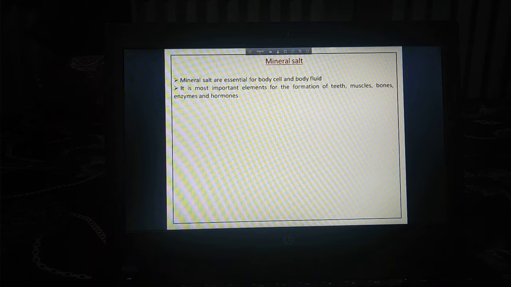So mineral salt plays an important role in enzyme and hormone production. Some mineral salts, as for example, calcium, iron, sulfur, zinc, sodium, potassium, iodine, etc. Function.